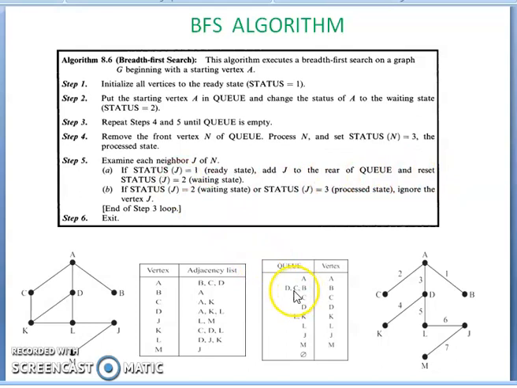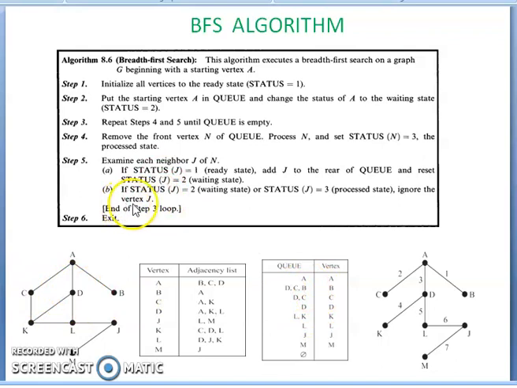Status of this one is also 2. And what is the next neighbor for A? It is D, the third neighbor. Again, the third neighbor's status is 1, so add it to the Q and change the status value to 2. So the status of B, C, D values are 2, the waiting state. And in the queue, the front element is B, the next element is C, and the last element is D.